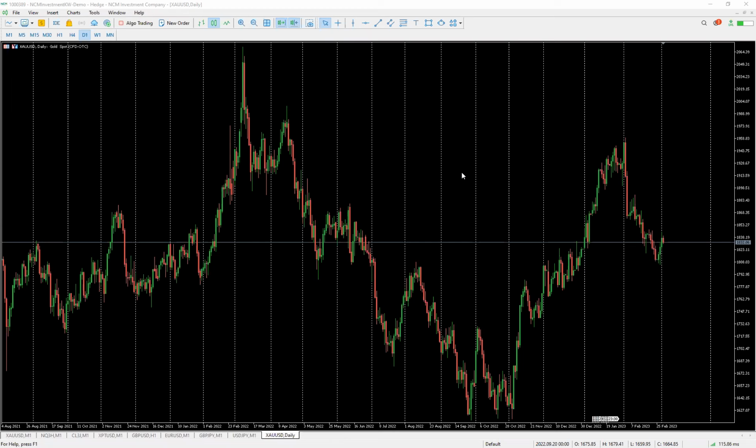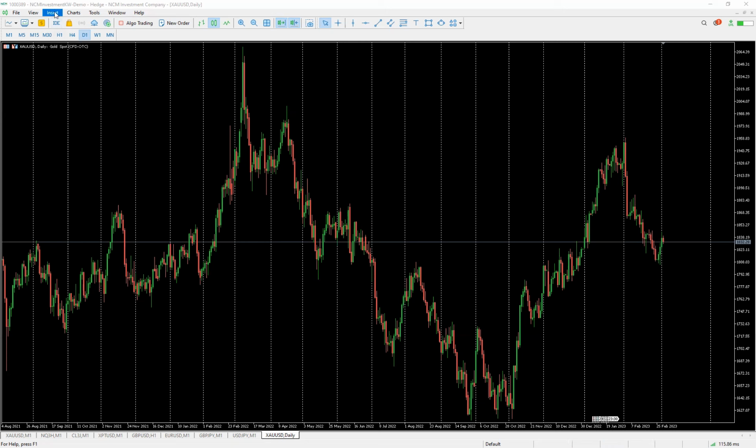We are now watching the MT5 trading platform by NCM Investment. The chart that you're seeing is switched to the daily time frame, and we're looking at the XAU USD trading pair, which is gold.